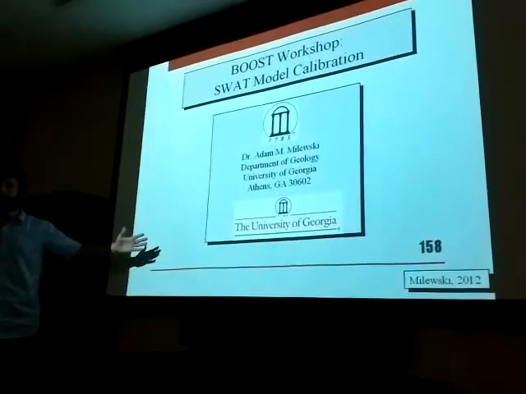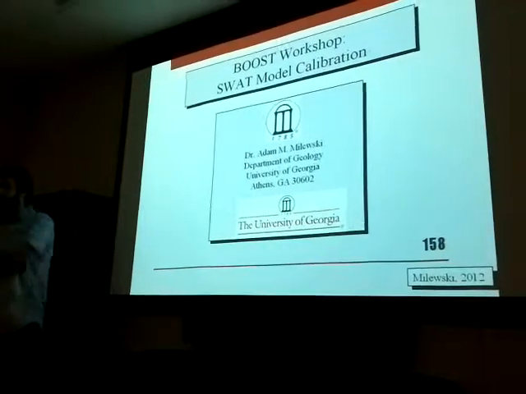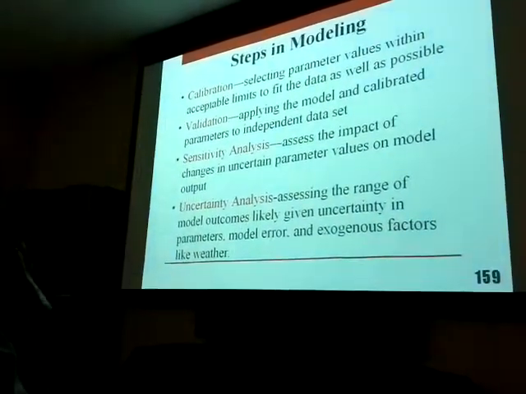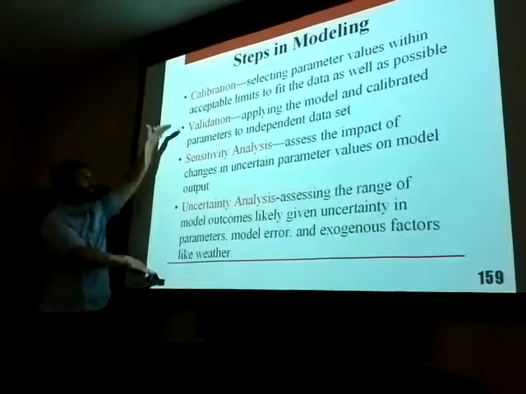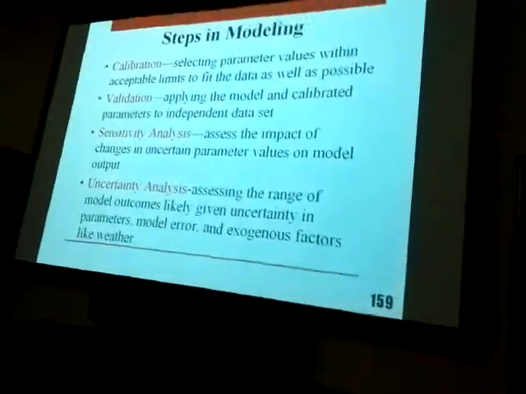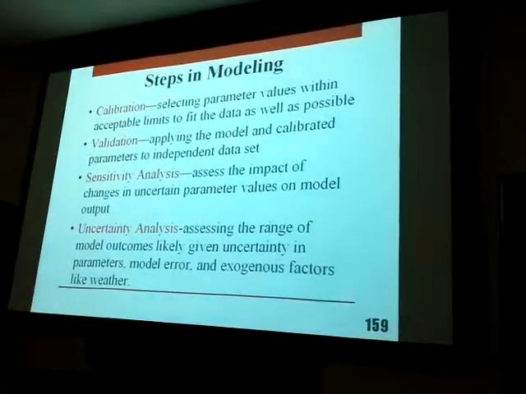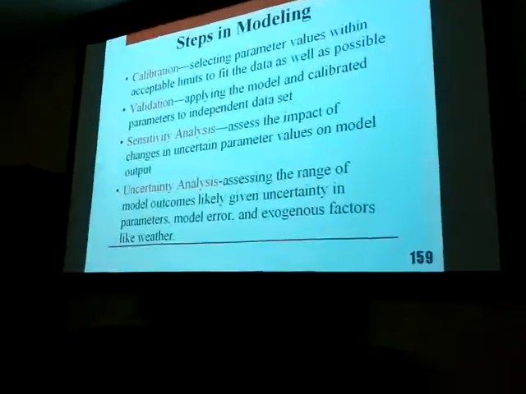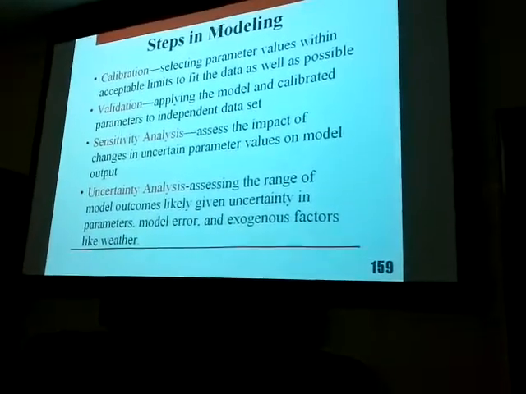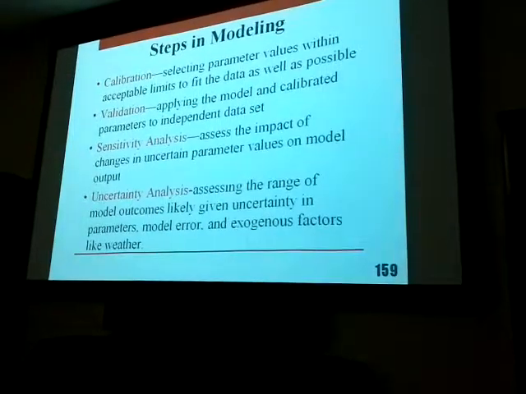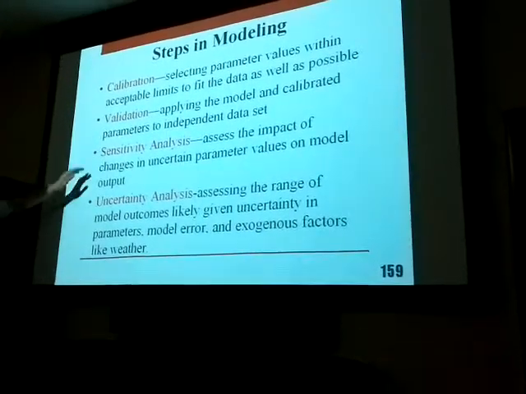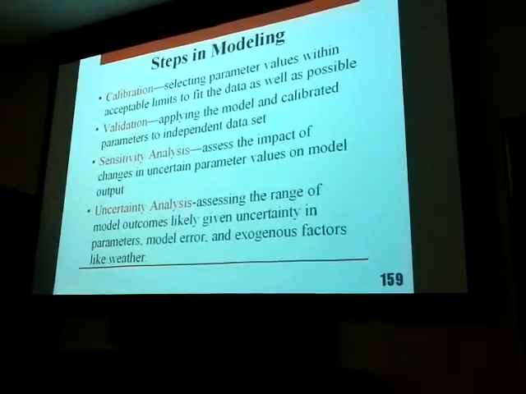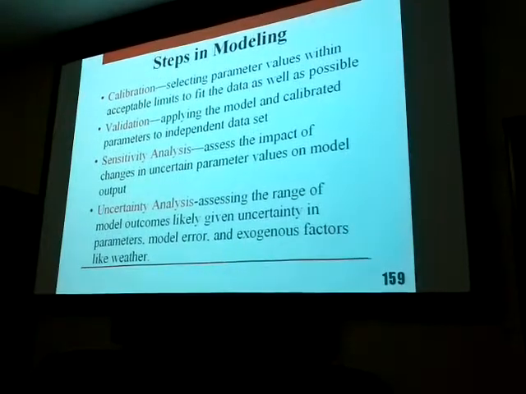So, like I said, this is the last one. After you complete the earlier steps, you would normally do this step. We said the steps in modeling, we had all those beginning steps. These are the last steps. Which is calibration, which means selecting parameter values that are within acceptable limits to fit the data to. So this is a key term, acceptable limit. Then we validate it, applying the same model and the calibrated parameters to an independent data set. So we talked about those two before.